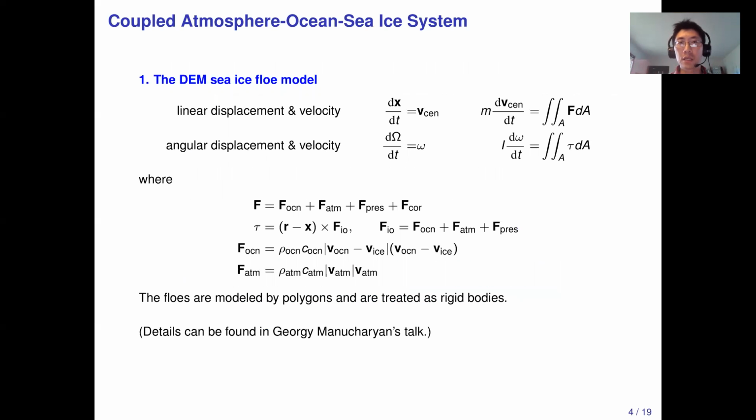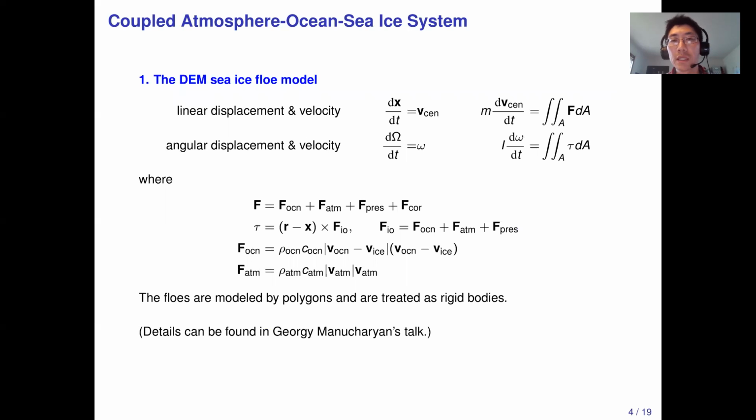Before I discuss the details of this new algorithm, I want to introduce the test models here. The test model will be a coupled atmosphere, ocean, and sea ice system. For the sea ice part, we use a recently developed DEM model. More information can be found in Georgi's talk or his paper.